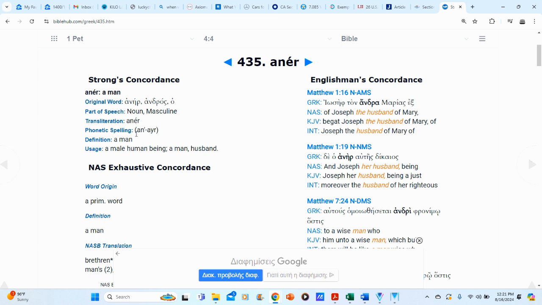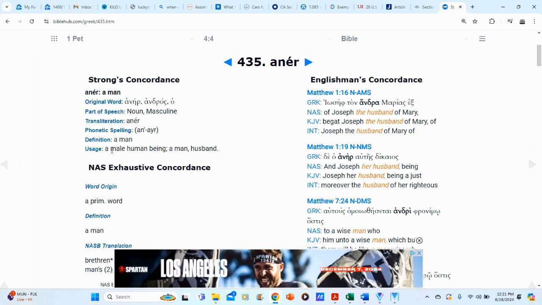right? So Anér, now usage means how it's used in translation. A male human being, a man, and husband. Now that's a rainbow of usages. Like, to just say a man versus husband is a big difference. And again, it's only the usage. It doesn't mean that this is accuracy. This is just usage, okay?